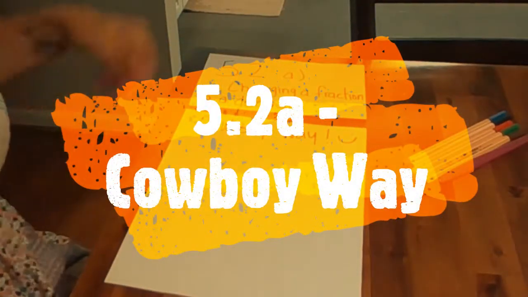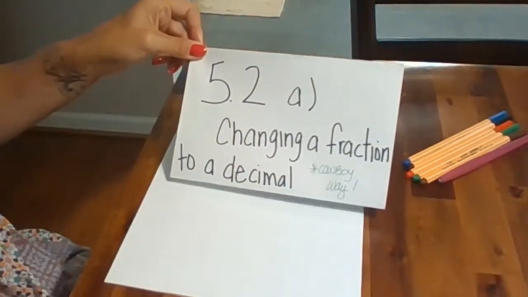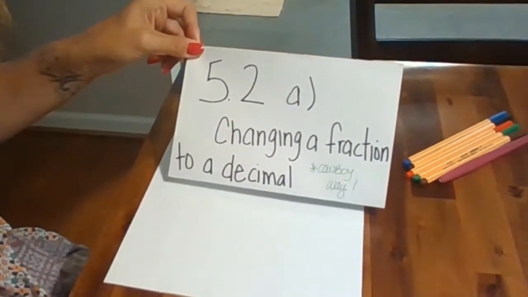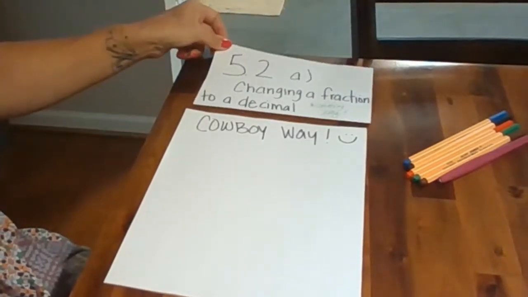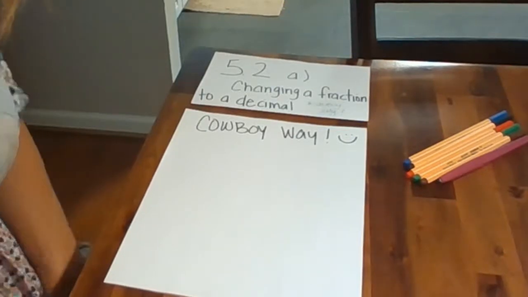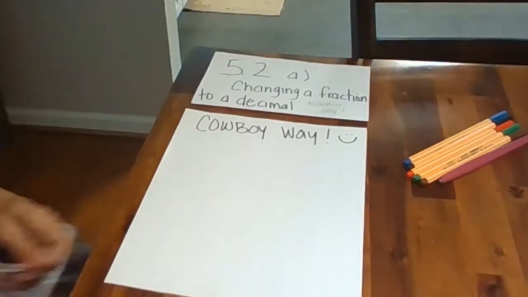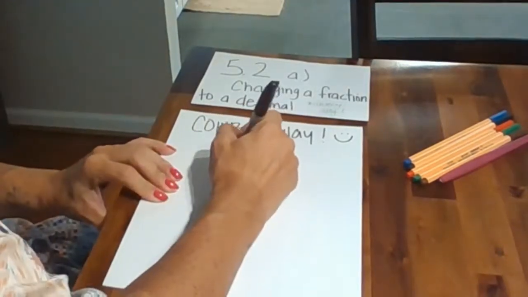Hello, everybody. This video is for SOL 5.2a, how to change a fraction into a decimal using the Cowboy Way. My dad is a cowboy, and I like to relate that to my students using this. For this example, we'll use the fraction 2/5.